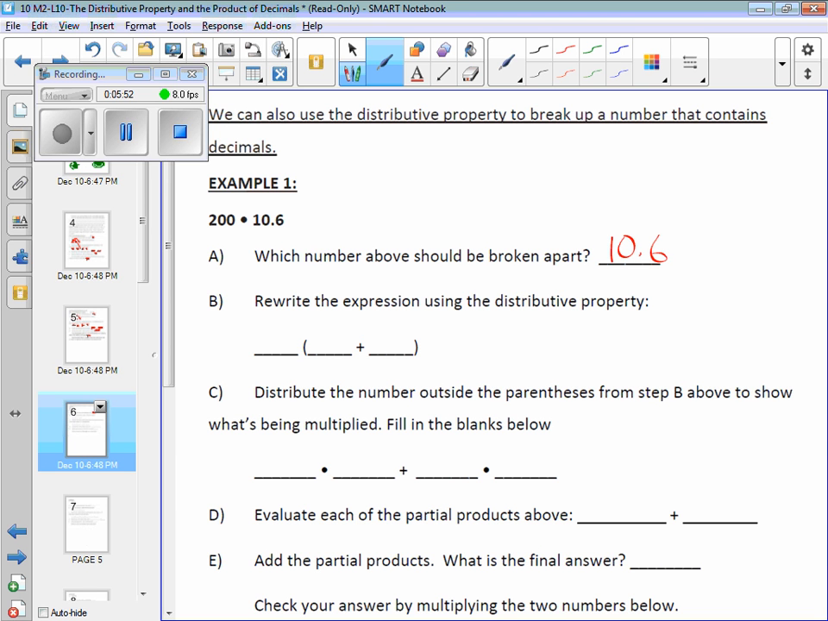Good. From this point forward, please raise your hand. I'll call on you only if you have your hand up. What number is going to go outside the parentheses? Eric Heft. Yes.